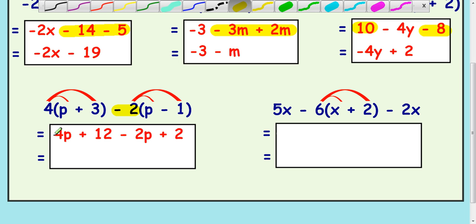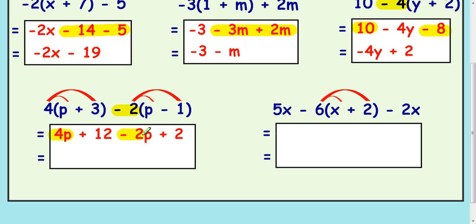Then collect up your terms that are the same, so we've got 4p take away 2p, which leaves you with 2p. And then we've got 12 add 2, which is 14.